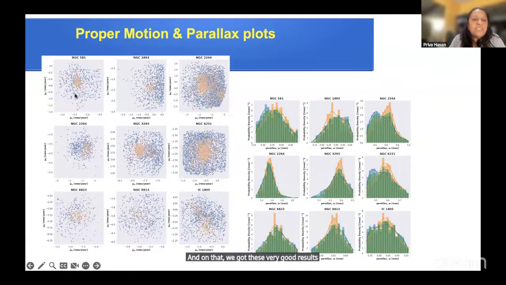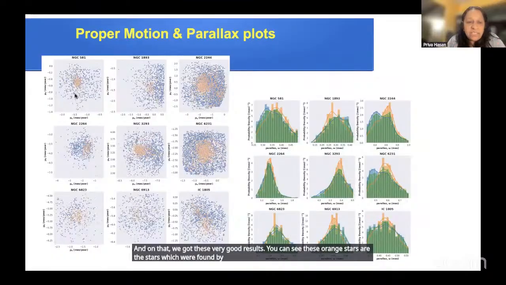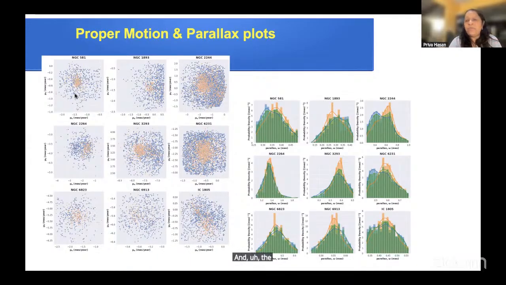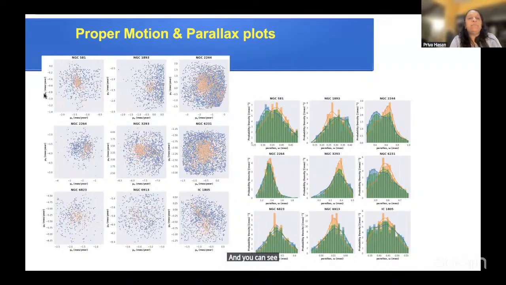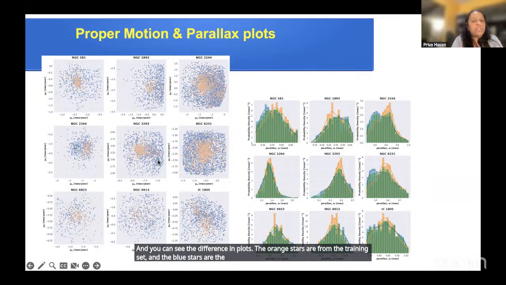You can see these orange stars are the stars which were found by the training data set. What we did is we looked for a larger radius in the same area of the cluster, because often in the outskirts you also have a lot of members. And the training set was only up to 18th magnitude, but we stretched it because now we were using DR3. We took it almost to 20th or 21st magnitude. So we got deeper and we got larger in size, and you can see the difference in the plots. The orange stars are from the training set, and the blue stars are the new things which we discovered using our analysis.